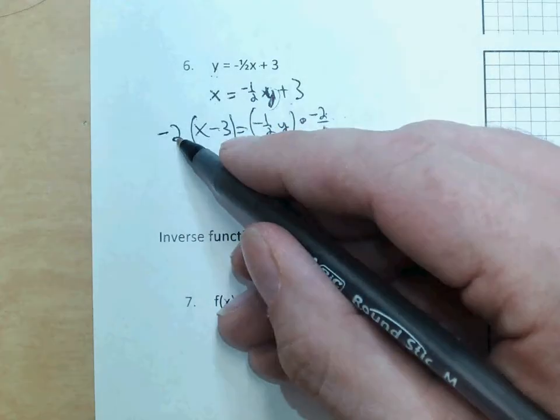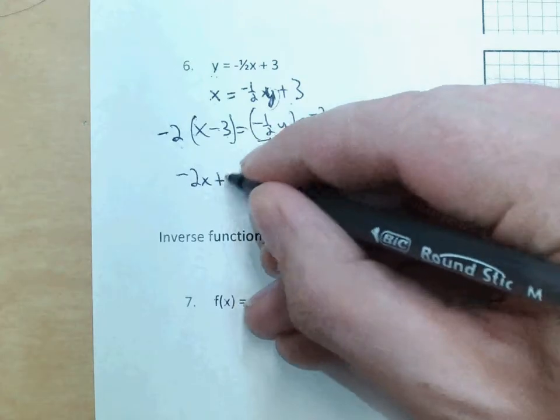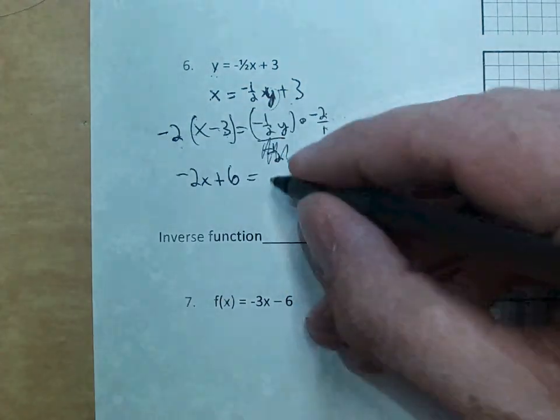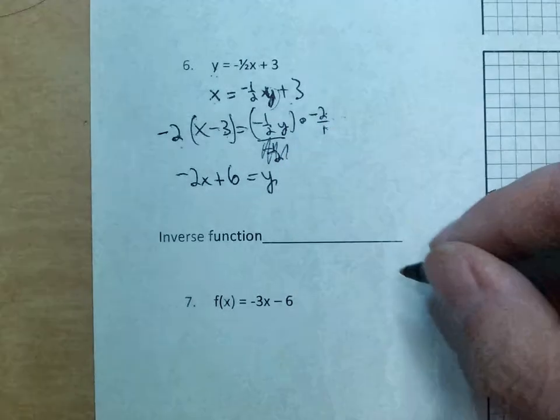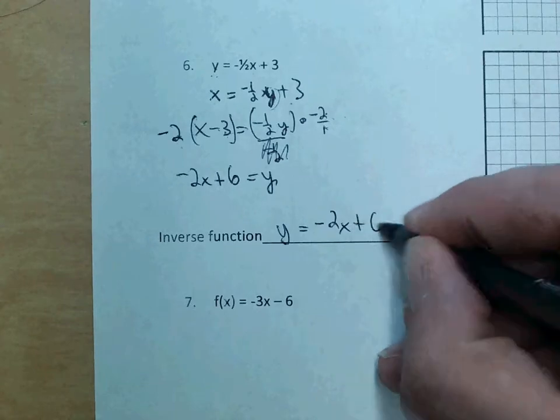Here, I need to distribute because it's a number times a binomial. So it's negative 2x plus 6. Negative times a negative is a positive. Over here, negative 2 times negative 1/2 is positive 1, and we just end up with y. So our inverse function is y equals negative 2x plus 6.